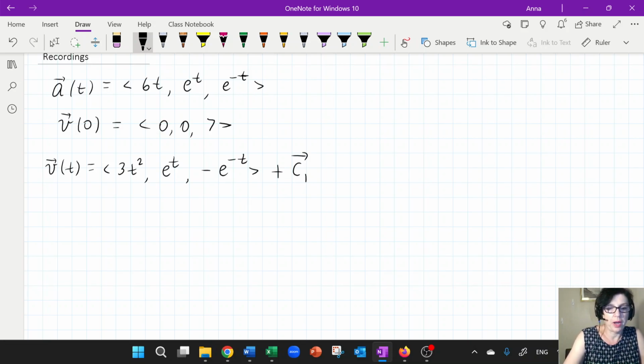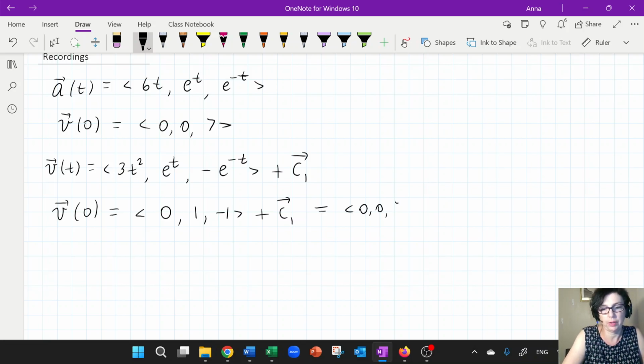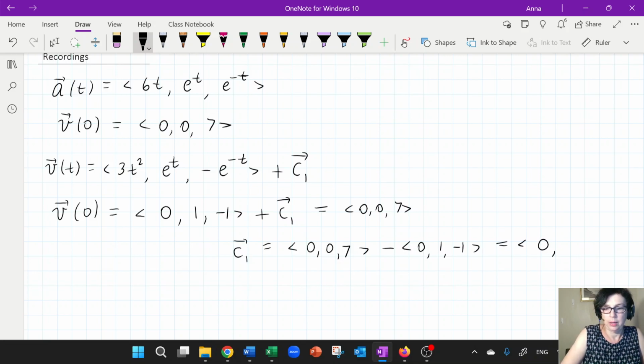In order to find c1, you need to plug in 0 for t. That'll give you 0, 1, negative 1. Then you want to add that to vector c1, and you should get 0, 0, 7. To solve for c1, we're going to subtract the vectors. So 0, 0, 7, I'm going to subtract 0, 1, negative 1. That would give me 0, negative 1, and then 8.